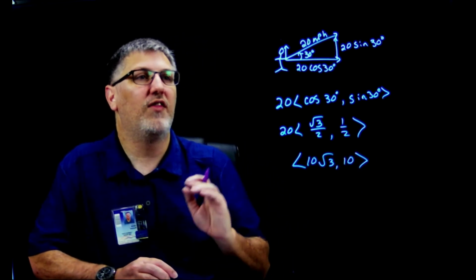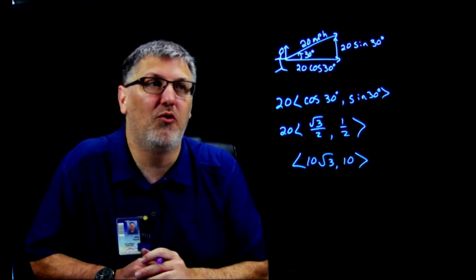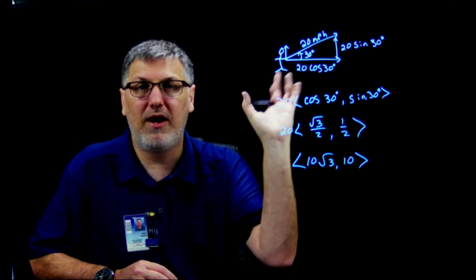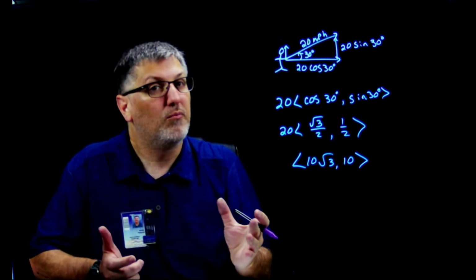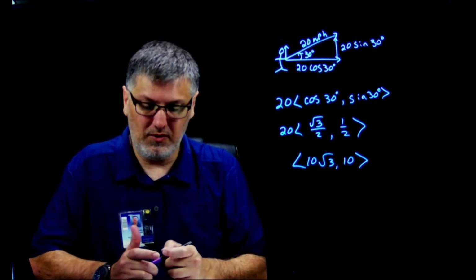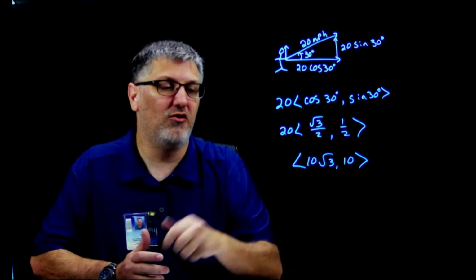And that would be the vector that represents me throwing a ball at 20 miles per hour at an angle of 30 degrees. There would be my vector. Pretty straightforward. Got to know your unit circle, though.